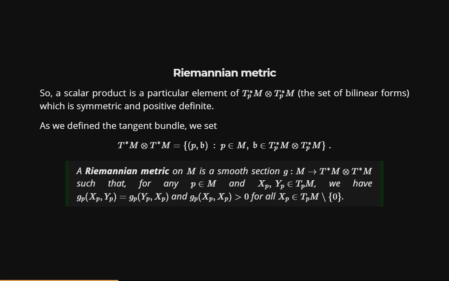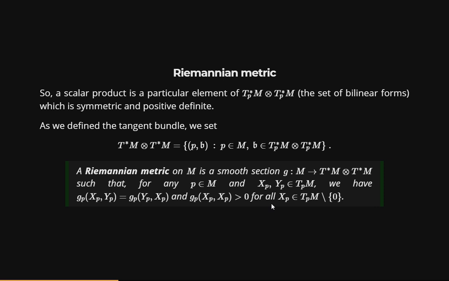A Riemannian metric now is a smooth section, usually denoted by g, of the second tensor power of T star M, so T star M tensor T star M, such that, so smooth section of this thing means it's a bilinear form at every point, such that for every point and for every pair of tangent vectors, it's symmetric, so g(x,y) is equal to g(y,x), and g(x,x) is greater than 0 for all x apart from 0. So this second part is positive definite.